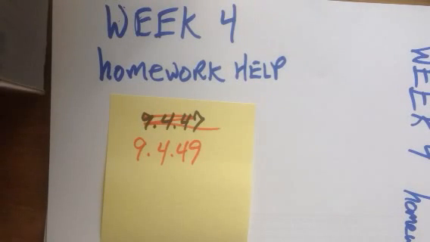Homework help week 4, looking at fundamentals of mathematics, problem 9.4.49. Again, what we're doing is working with columns because we have these different values that we're subtracting or adding. In this particular case, it says subtract 3 weeks, 5 days, 50 minutes, 12 seconds from 5 weeks, 6 days, 20 minutes, and 5 seconds.